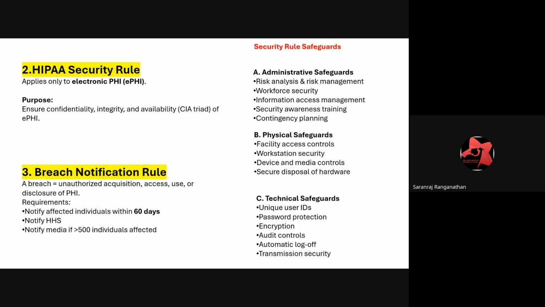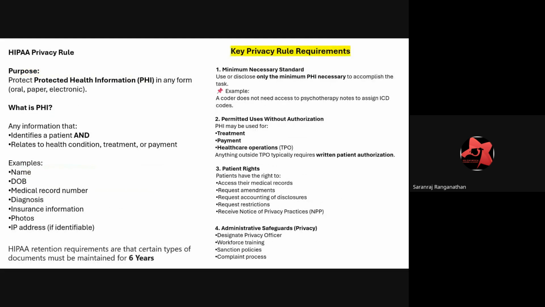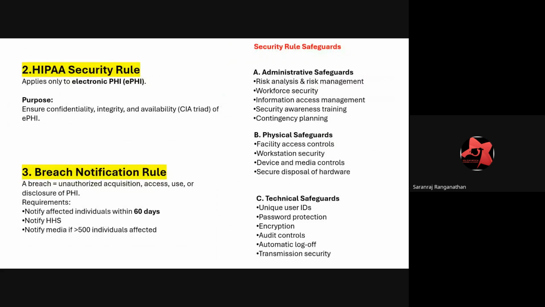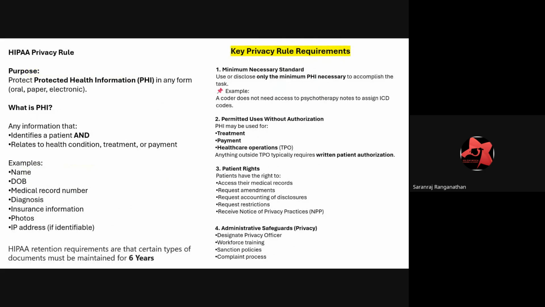In the same way, in the security rule we also have one administrative safeguard. Here it is going to protect the patient information, and here also it is going to protect the patient information. Here it will be a set of rules, and here it is going to be followed with some policies and guidelines. So make sure you are able to differentiate them so that we don't get confused in that situation.